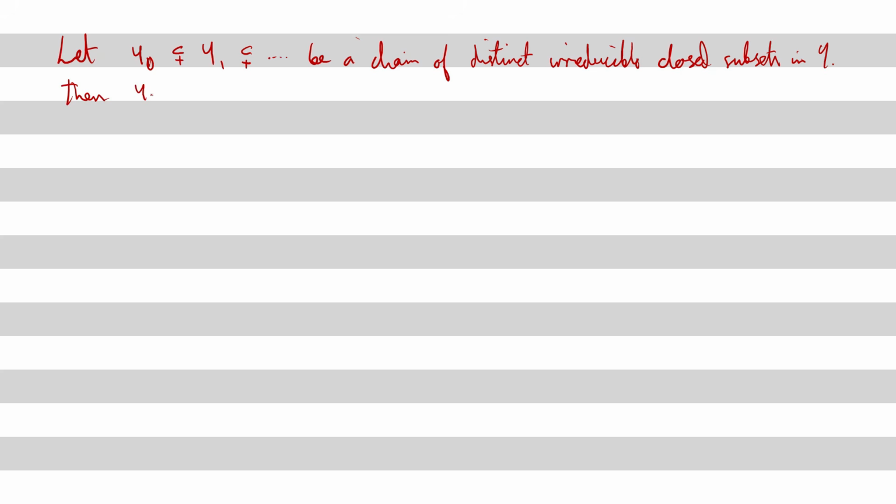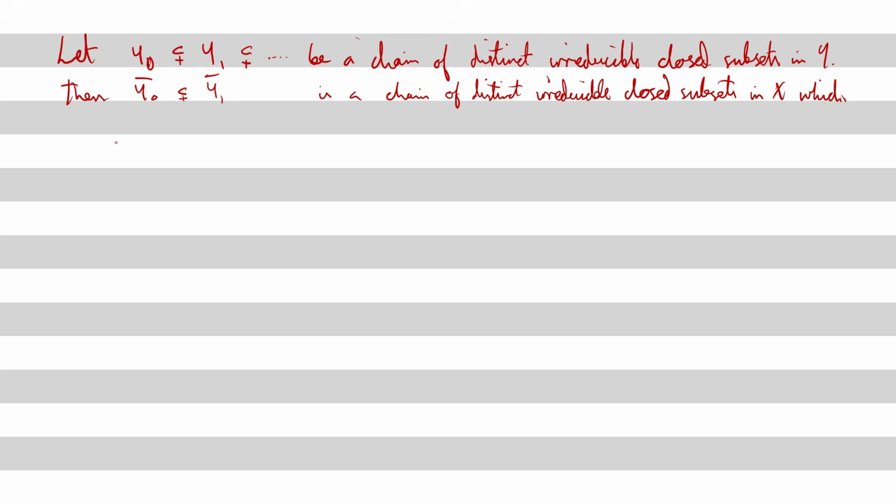Then y naught closure, dot dot dot, y1 closure is a chain of distinct irreducible closed subsets in X, which is of the same length.